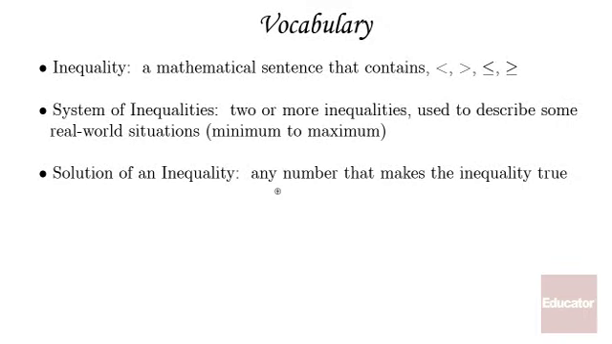Vocabulary. An inequality is a mathematical sentence that contains either a less than, greater than, less than or equal to, or greater than or equal to symbol. A way that you can remember how to read these symbols is to always read the left side. So, for example, this is called less than, since the left side is closed, indicating a small amount. This is called greater than, since the left side is open, indicating a larger amount.